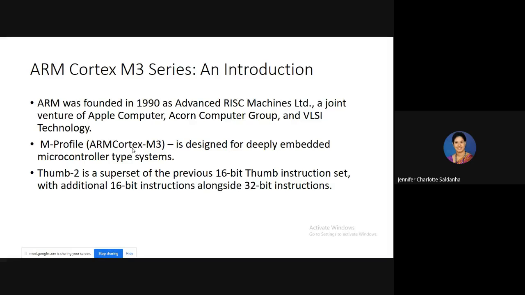What are the other versions? You have A and R. R is for real time, A is for Application. Yeah, it is mainly for complex applications oriented. So ARM Cortex M3, where M stands for embedded microcontroller type systems, and it uses thumb-2 instruction set, which is a combination of 16-bit thumb instructions and 32-bit ARM instructions. So it is called as thumb-2 instruction, which is a superset of the previous 16-bit thumb instruction set with additional 16-bit instruction along with the 32-bit instruction. Okay.